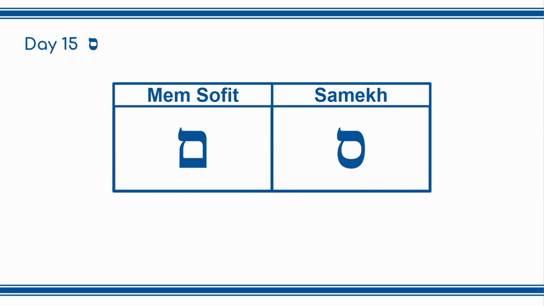Samekh and Mem Sofit look sort of similar, so sometimes people may get them mixed up. And the way you can tell them apart is that Samekh looks like a circle and Mem looks like a box. In fact, some Hebrew fonts may just write Samekh as a circle and Mem as a square. You could write Mem Sofit as a square and Samekh as a circle, and it would be correct. Okay, so that's how you tell them apart.